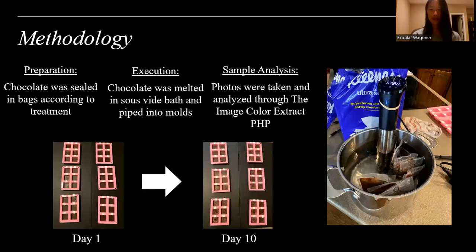So the chocolate sat for 10 days, and on the 10th day, pictures of each sample were taken, and then they were analyzed through Image Color Extract PHP, which is a computer program that selects 10 colors in the photo and then gives the percent of the color in each photo. I used the lightest three colors to be determined as bloom. So the sum of the three lightest colors given by this program was determined to be the percent of the surface covered by bloom.